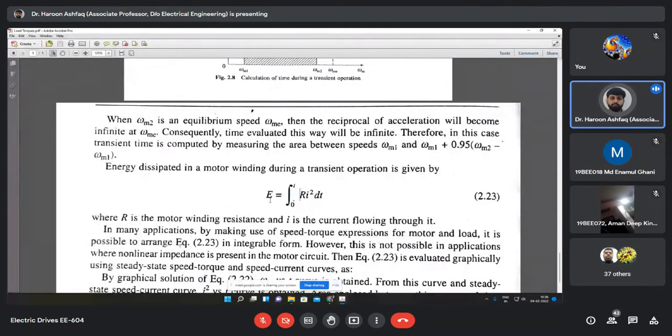Okay. So you can have the value of the energy dissipated in the rotor windings, in the motor windings during that transient operation. This is a very important feature over here. Why? Because this makes up the heat that is produced inside the machine during the running period.